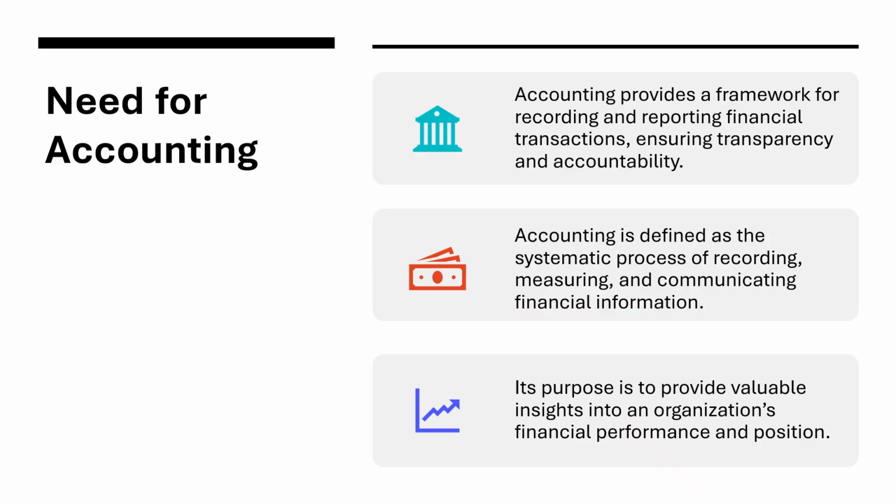So basically, accounting helps to keep track of the money in any business. It helps to know how much money is coming in, how much is being spent, how much the entity owns, that is its assets, and how much it owes, that is its liabilities. So we can say that without accounting, it would be very hard to know if an entity is making profit or loss.